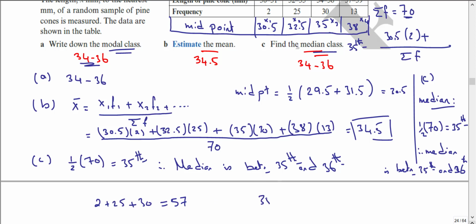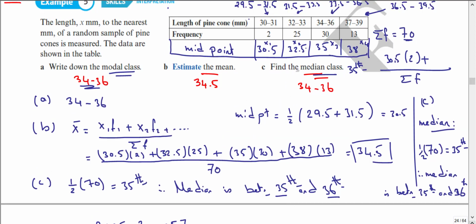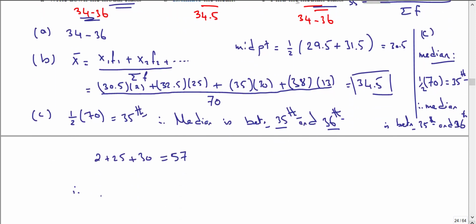So our 35.5 is between this and this. That's 35.5. Where is this 35.5? Or even, where is 35 actually? Forget about this. Where is the 35th? The 35th belongs to which group? To which class? 34 to 36, right, very good. So therefore the median class is 34 to 36. This is the answer.